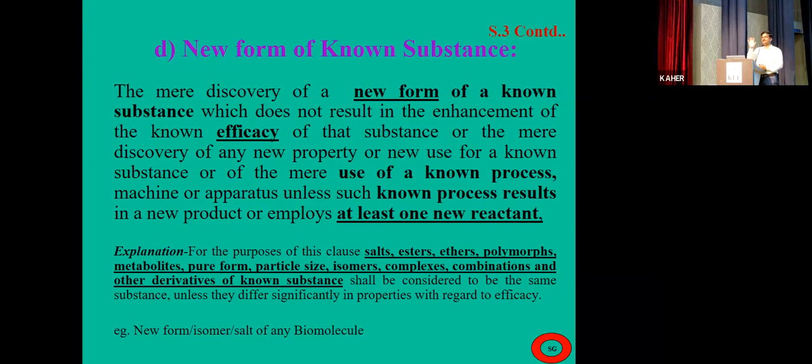So these are some limitations on health products, especially pharma products. Section 3D will deal with any new forms, whether it is isomers, polymorphs, crystalline forms, anything for a molecule. You cannot get a patent unless it has a therapeutic efficacy over the known compound. So you cannot patent it.